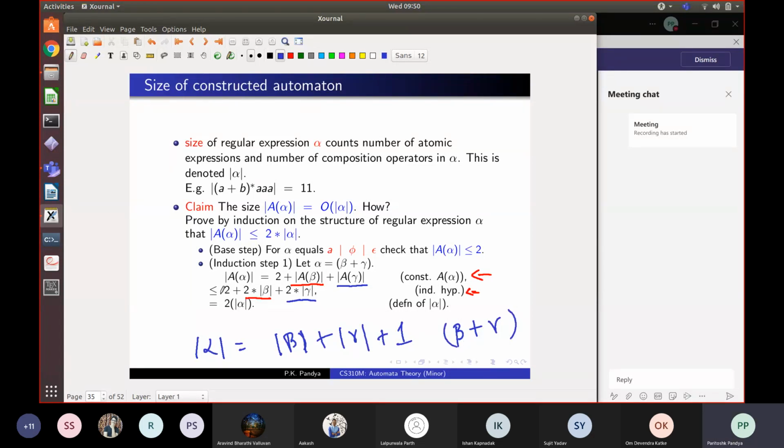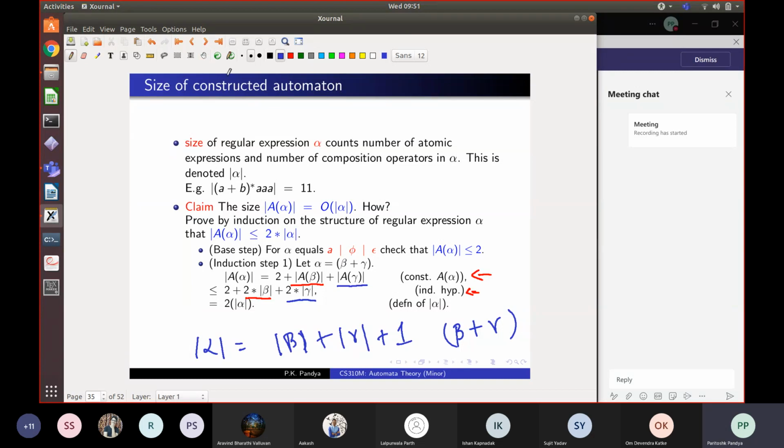And if you take 2 common, what you will get is 2 times the size of alpha. So what you have proved is the size of the automaton for A alpha is less than or equal to 2 times the size of alpha. It's a very simple derivation, but I think it is the proof method which is important. We prove it by induction on the structure of the regular expression. And so we have shown this for the operator plus.